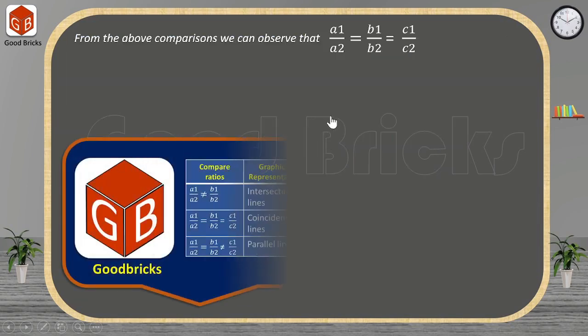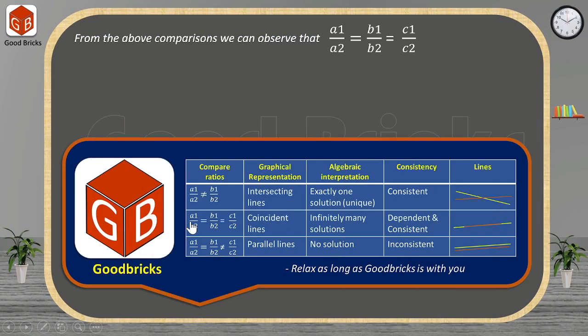So in this case, if you see here on the screen, a1 by a2, b1 by b2, c1 by c2. If this is the case, then what kind of lines are these? Are they intersecting, coincident, or parallel? Yes, you are right. The given pair of lines are coincident lines.